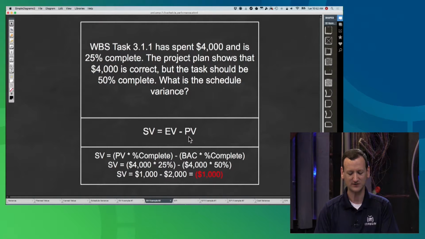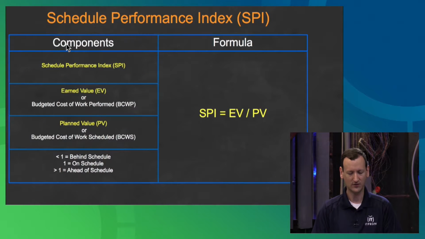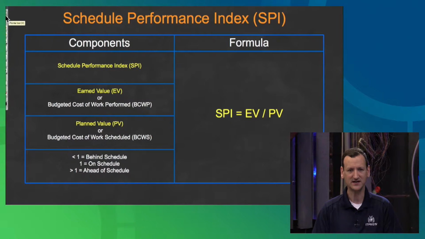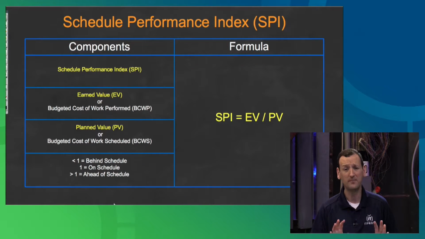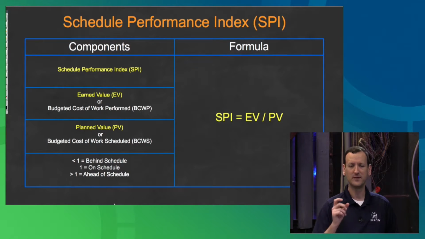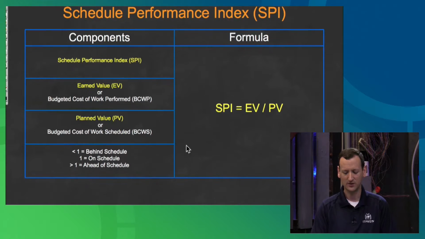Except instead of SV equals EV minus PV, it's SPI equals EV divided by PV, okay? And the reason it does that, I've got a slide for it. SPI is far better for giving people numbers that are meaningful and making it where you can compare projects together, okay? So SPI equals EV divided by PV.